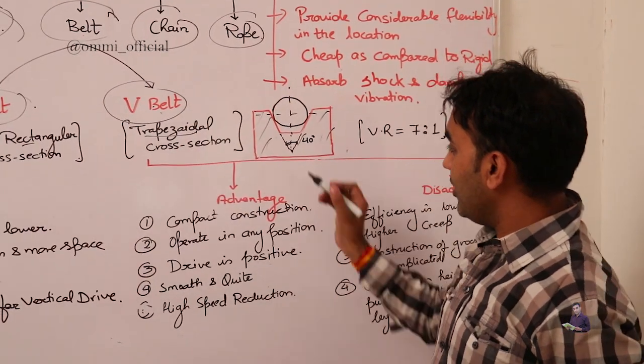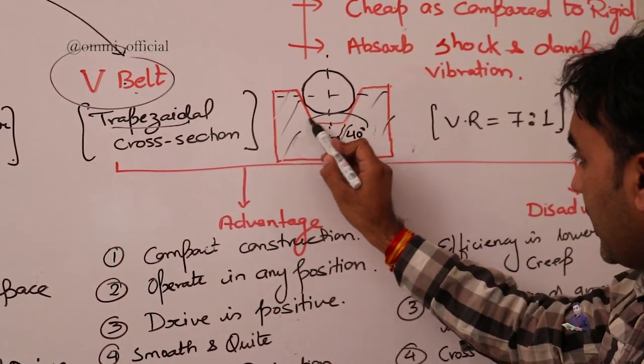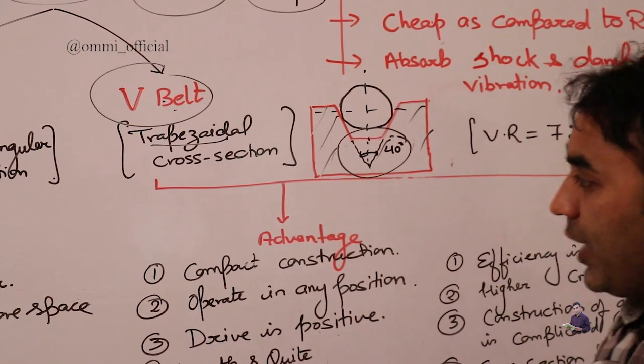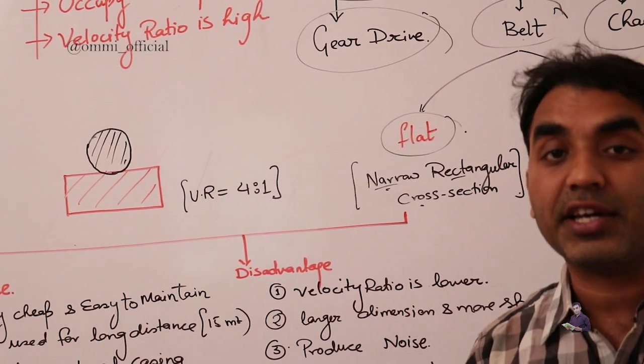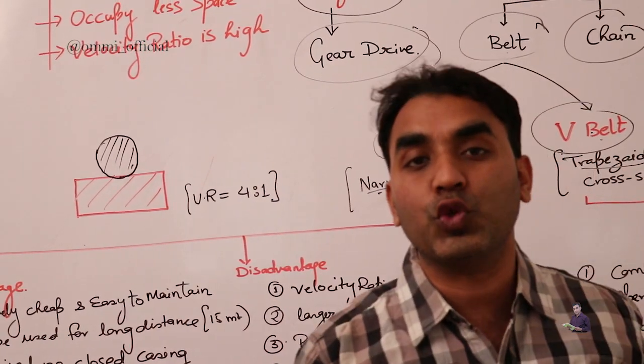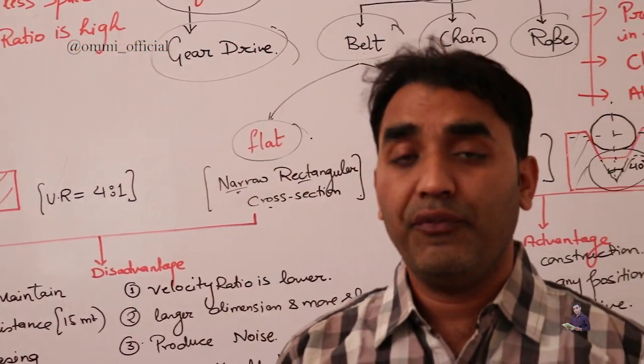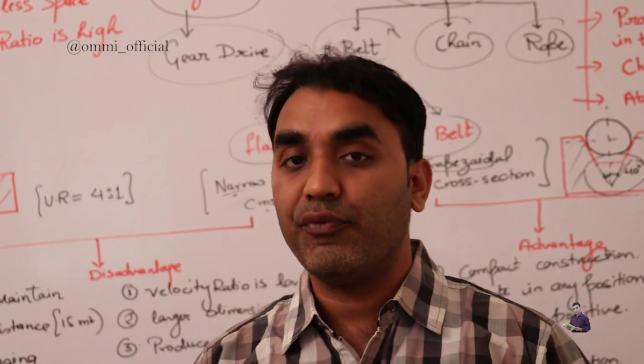In the trapezoidal, the side angle which is created is always 40 degrees. And if you are talking about the velocity ratio, the velocity ratio is 4:1 in the case of flat and 7:1 in the case of, we can say, trapezium or V belt drive.